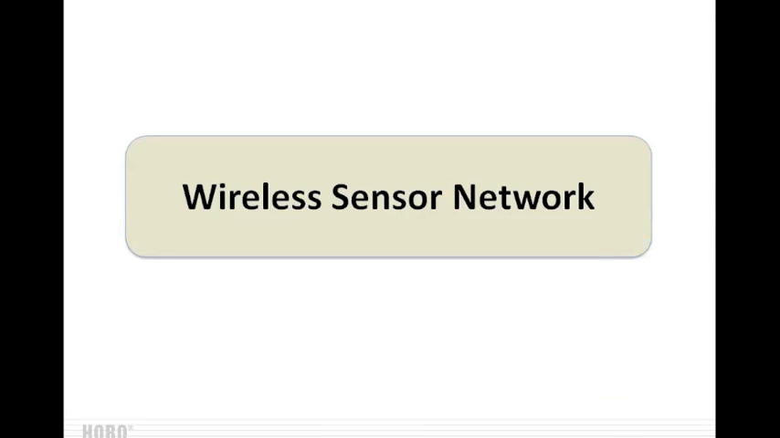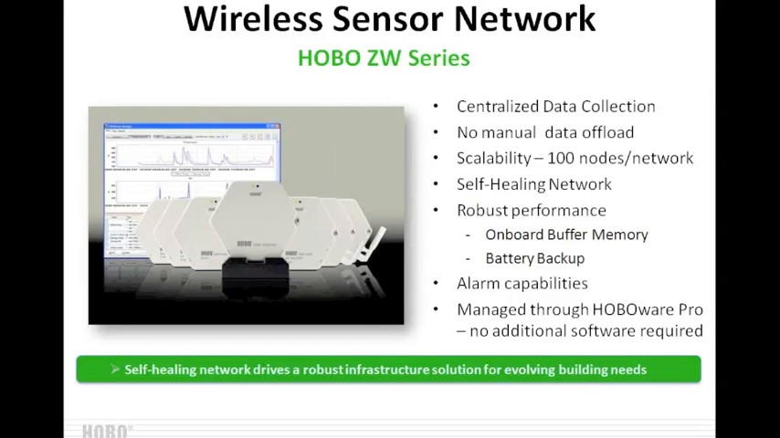So with that, I'd like to get right into the wireless sensor network product family. As I mentioned in the previous slide, we call this product our HOBO ZW series of data loggers. The Z in the name relates to a proprietary implementation of the ZigBee protocol. If you're familiar with the ZigBee protocol, which is a very common wireless protocol used in building management, you know that the properties of this technology allow for a self-healing network. Our solution is scalable up to 100 nodes per network, and that means that you only need one receiver communicating with 100 different nodes throughout your building.